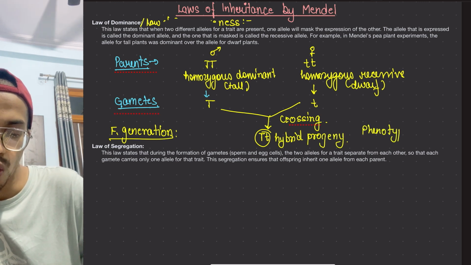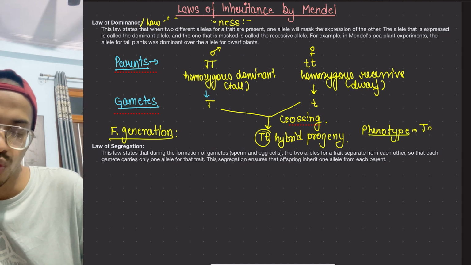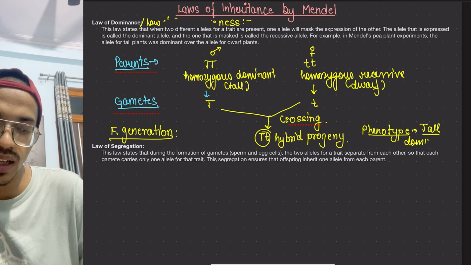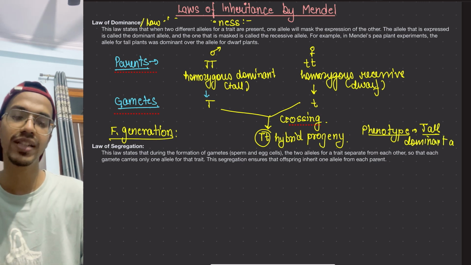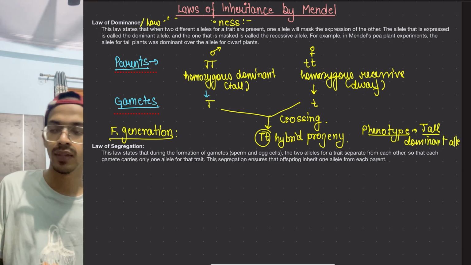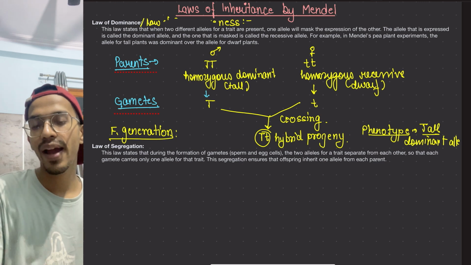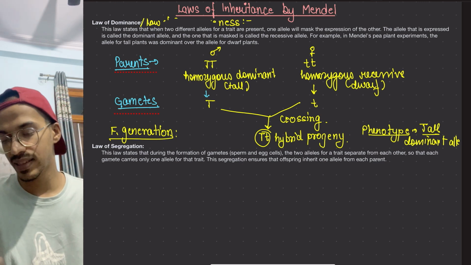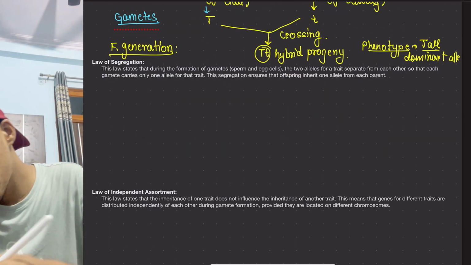Phenotype, it is tall. So tall becomes a dominant allele here, because it has both the alleles, but the one which is expressing will become what? Dominant allele. So this is how you will be explaining it. Okay, so law of dominance or law of recessiveness. Moving on to the next one.